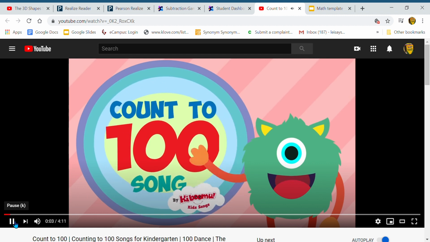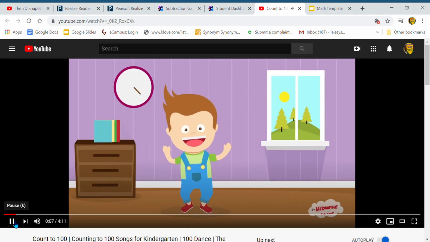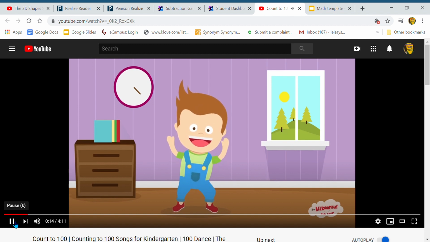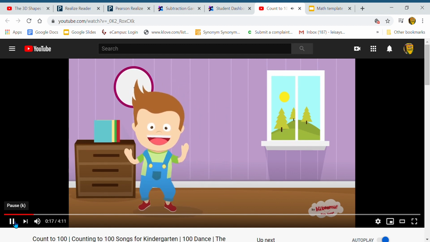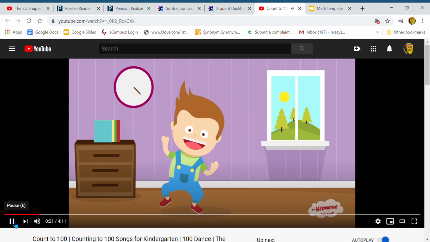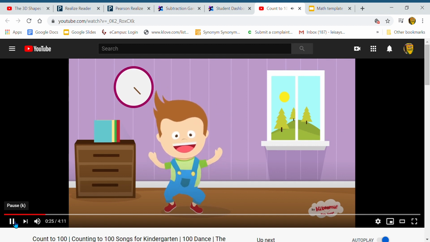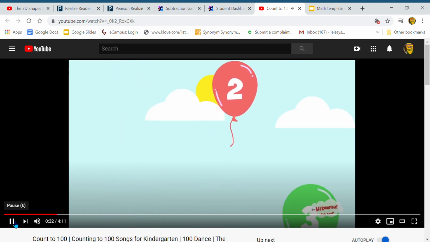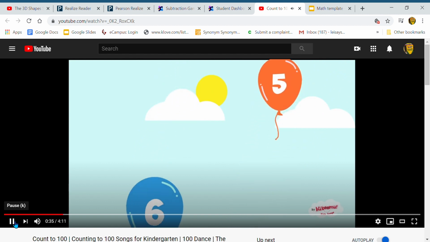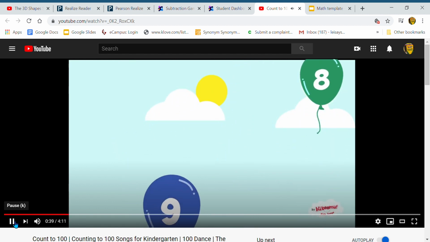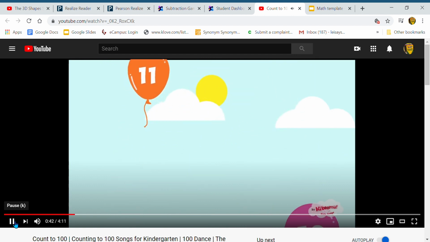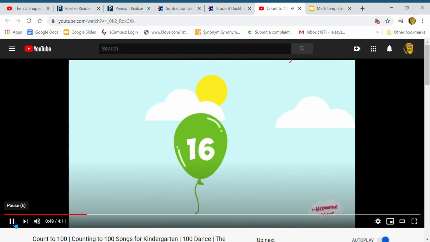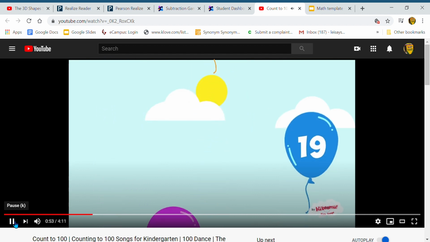The 100 dance. Get on your feet. Wave your hands in the air. Dance to the beat. Wiggle to the right. And wiggle to the left. The 100 dance is a dance I like the best. 1, 2, 3, 4, 5, 6, 7, 8, 9, 10, 11, 12, 13, 14, 15, 16, 17, 18, 19, 20.